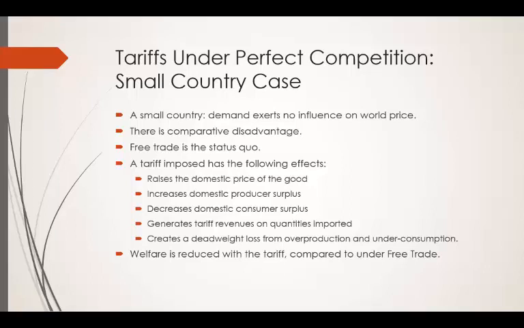What will the imposition of a tariff do in this setting? Well, the tariff would raise the price of the good in the home market, and this increases the domestic producer surplus while decreasing the domestic consumer surplus. The government generates tariff revenues. However, the tax creates a deadweight loss from overproduction and underconsumption. The conclusion is that compared to the free trade situation, the country's welfare is reduced with the tariff in place.